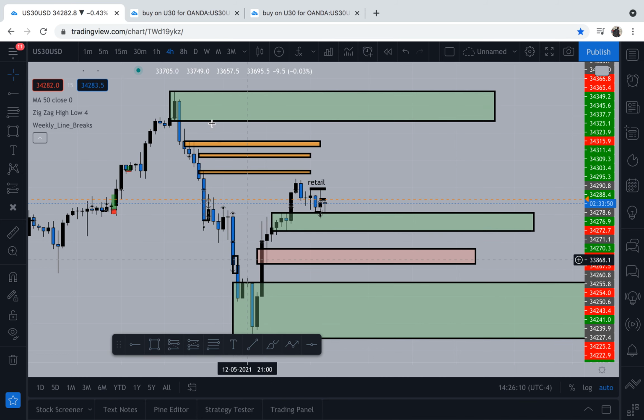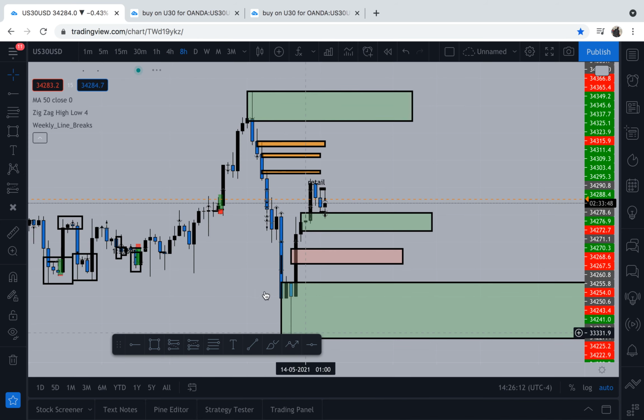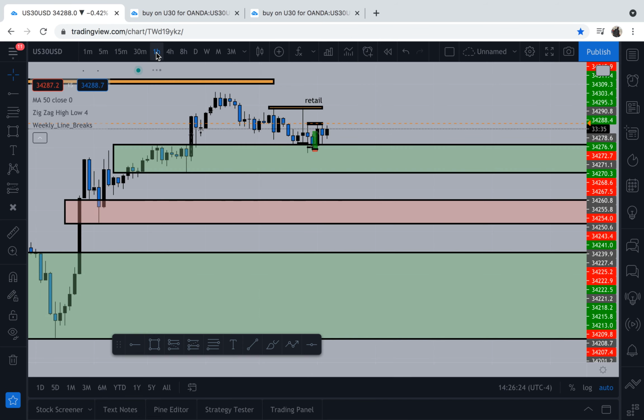And we also have an 8 hour order block. For 4 hour order blocks I use green, and then for 15 minute order blocks, I use pink. But you can use your order blocks however way you want to. So we're just going to keep marking down here.